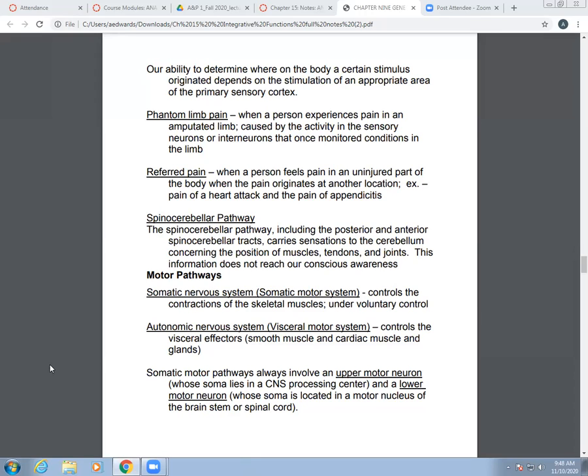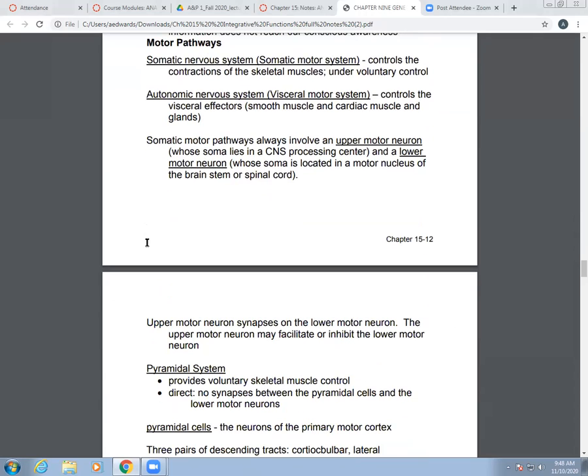So let's take a break there and talk about those different sensory pathways that we just discussed. You can do this at home as well. All right, so now that we've covered sensory pathways, let's cover motor pathways.